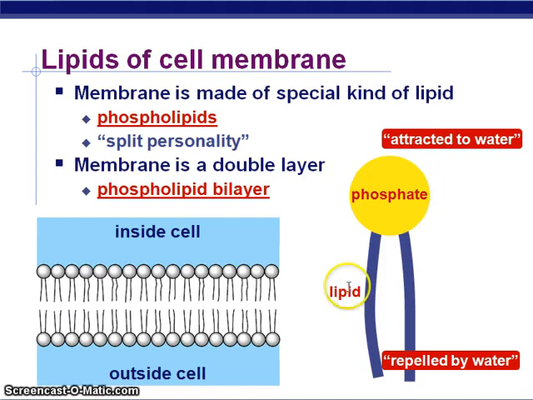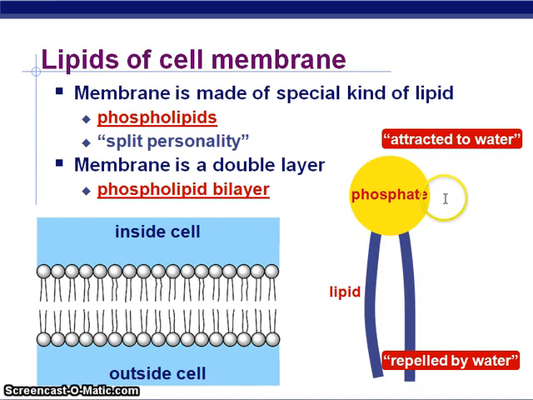And so here's what the lipid looks like that make up the membranes. It's actually a special kind of lipid called a phospholipid. This is what it looks like. So it's actually got a phosphate head up here and then a lipid tail. And there's something special about these two things.